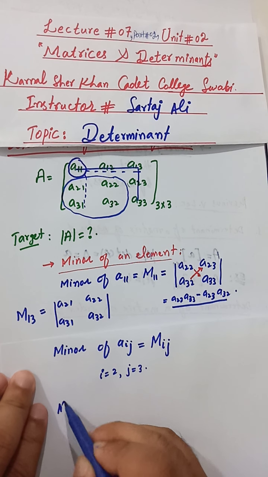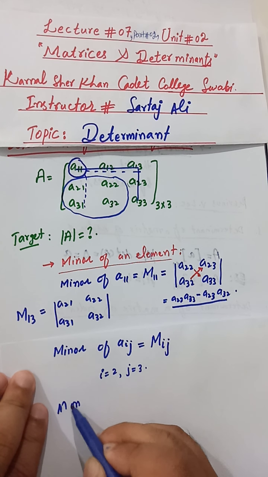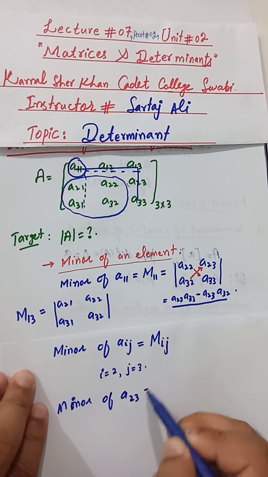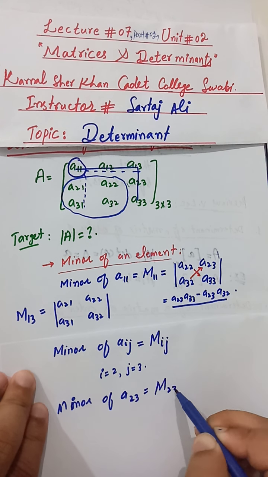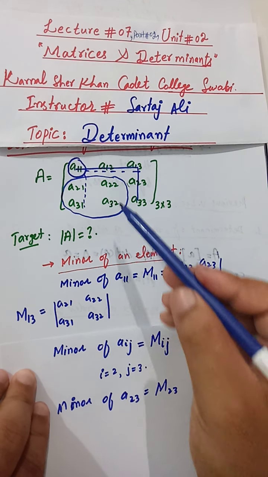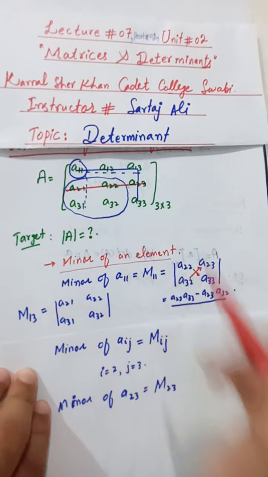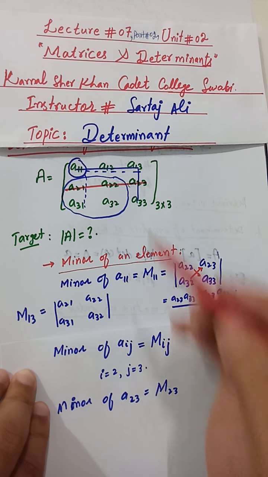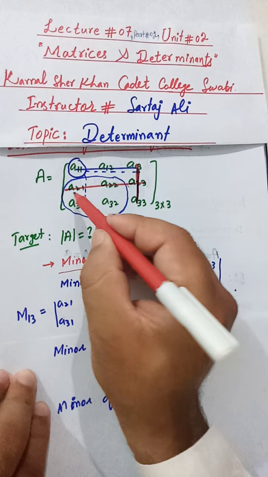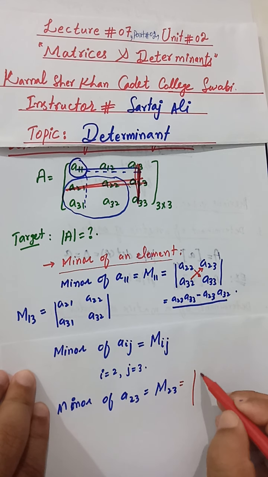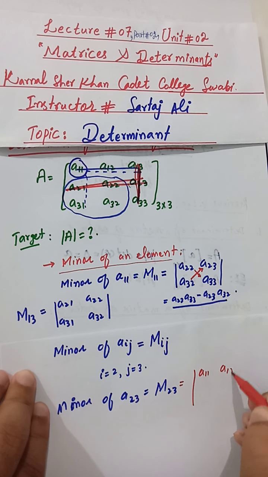For example, suppose that i equal to 2 and j equal to 3. So this will be the minor of A23, which is denoted by capital M23, and you will cancel out in this matrix the second row, because this is M23, and the third column. The second row and third column will be cancelled, and the rest of the matrix will be written in the determinant form.